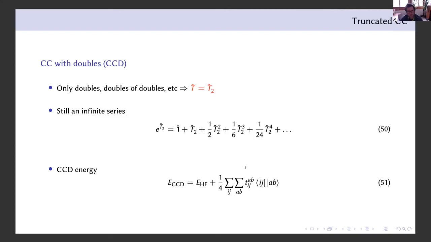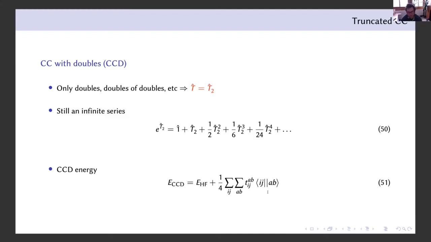Okay, so I've got just T2. Now I still have an infinite series, because the exponential of T2 is an infinite summation. I can write down the CCD energy expression like this: the sum of the Hartree-Fock one, and I'm going to have only the double amplitudes, which I'm now going to call amplitudes, times the two-electron integrals. So I've basically skipped the T_ia, the single amplitudes.